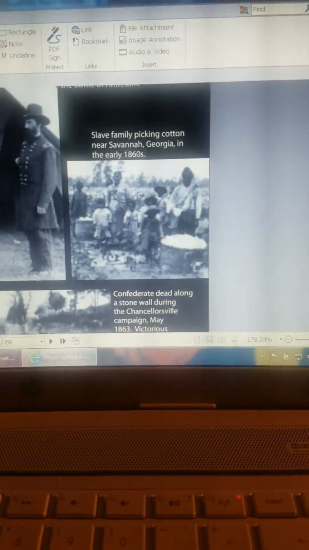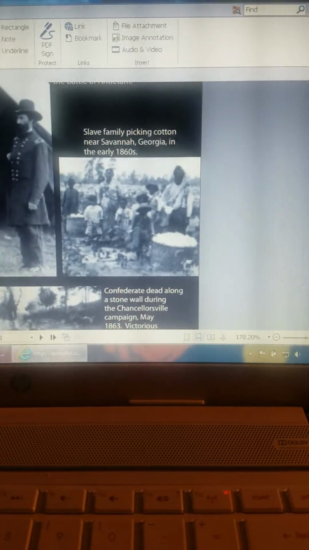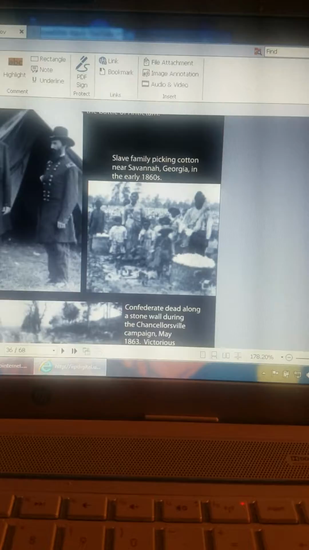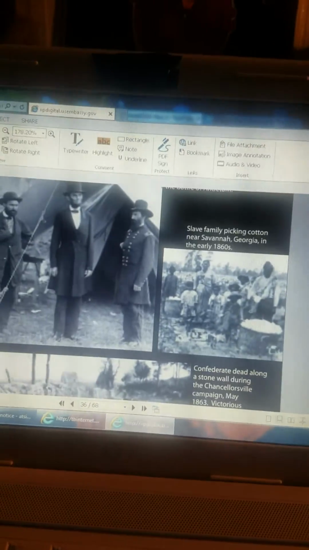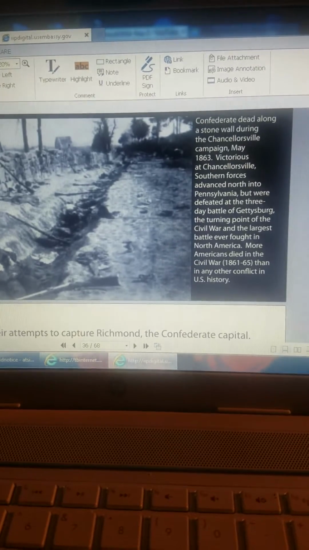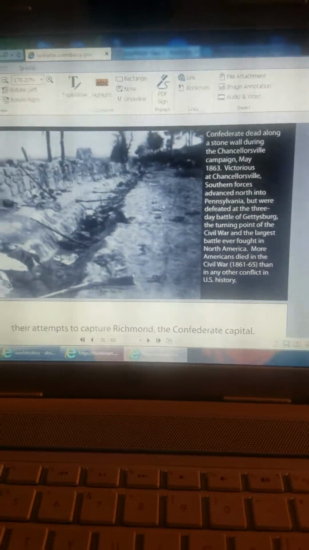This is a slave family picking cotton near Savannah, Georgia in the early 1860s. My ancestors. And this is a Confederate dead along a stone wall during the Chancellorsville campaign, May 1863. Victorious at Chancellorsville, Southern forces advanced north into Pennsylvania, but were defeated at the 3-day Battle of Gettysburg.